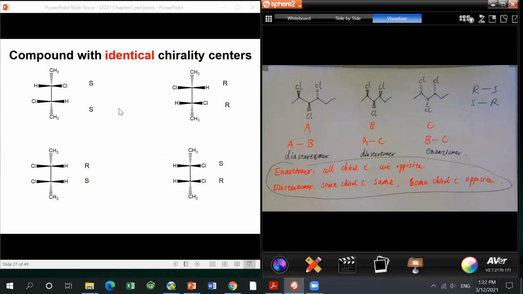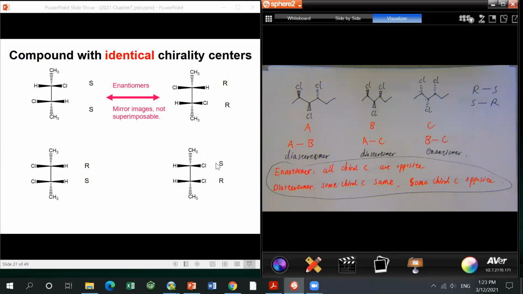Supposedly, the two chiral centers should have four stereoisomers: SS, RR, RS, SR. If we look at SS and RR, those two look like mirror images of each other. If you try to superimpose them, no, so they are non-superimposable mirror images. So SS and RR should be a pair of enantiomers, that's for sure. But the tricky thing comes to RS and SR.